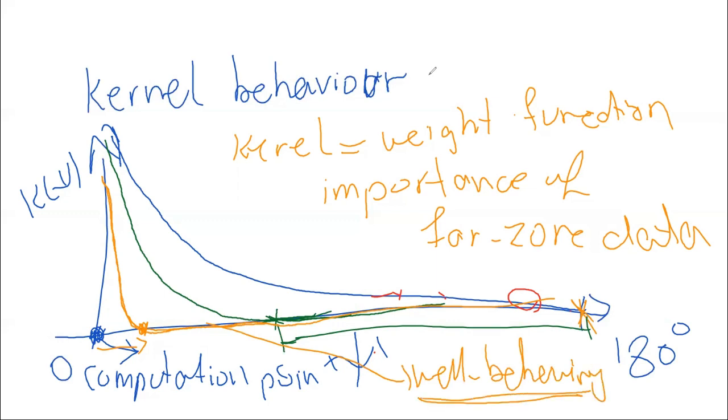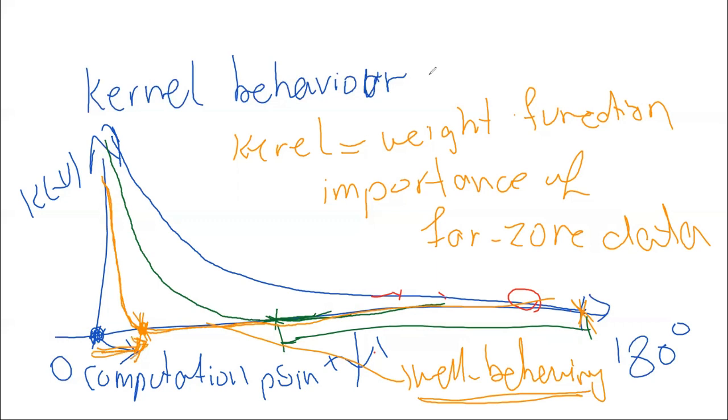It's a well-behaving kernel. This is the one that I named in 2011. This type of kernel is easier because it shows that the contribution of the data after this point, when it gets close to 0, is insignificant. So you do not need a global coverage of the data. You just need the data up to this distance from the computation point.